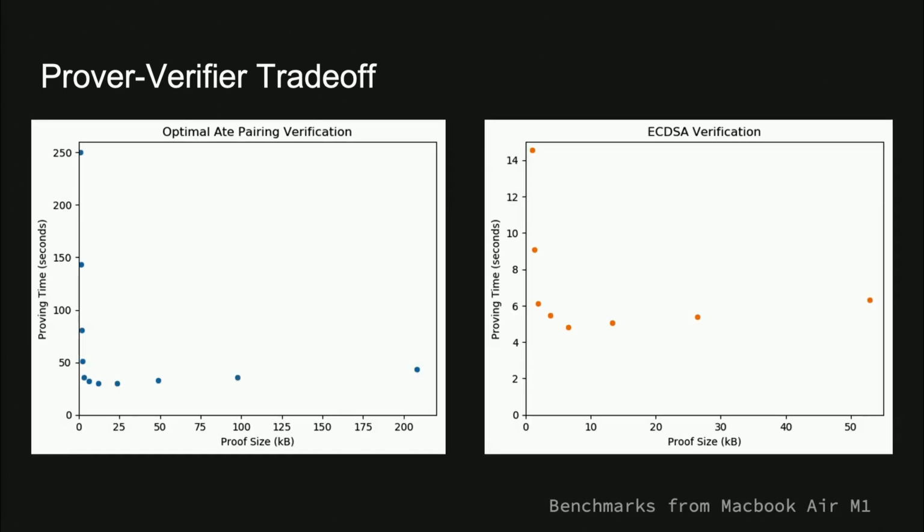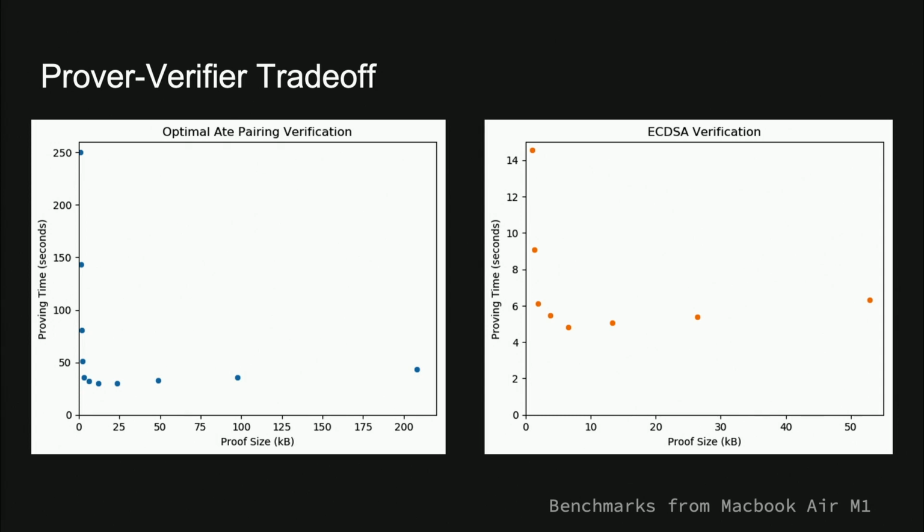OK, so in these plots, you can see the trade-off that we can plot for the optimal ate pairing on your left and the ECDSA verification on your right. So you can see that as we take the single column setting, which is the far left data point in each plot, the proving time starts off pretty high. And as we increase the proof size to around 10 kilobytes, we reach some sort of minimum. And then we plateau as we increase the number of columns to get pretty large proof sizes.